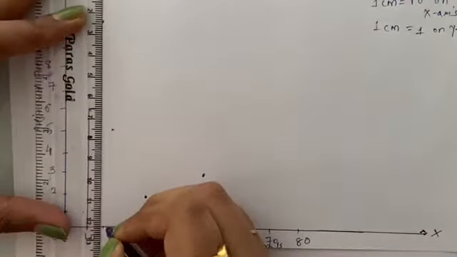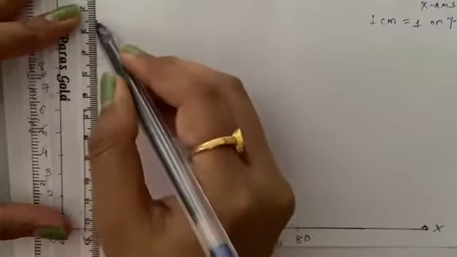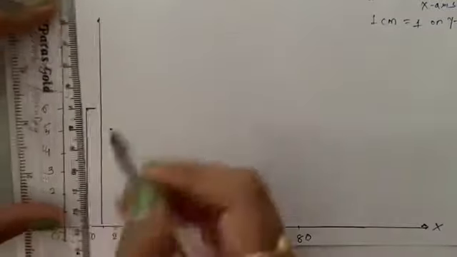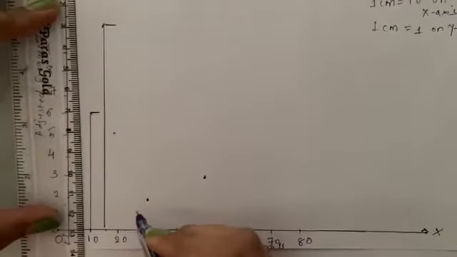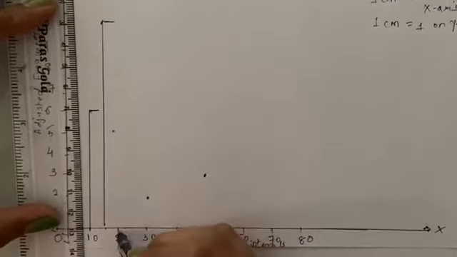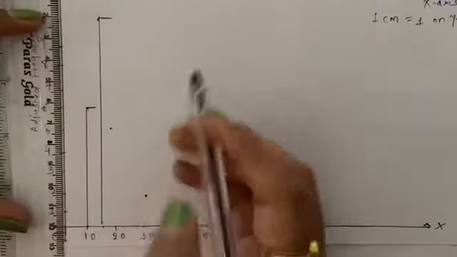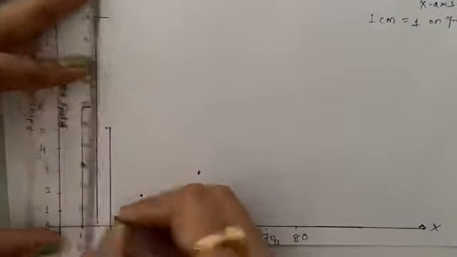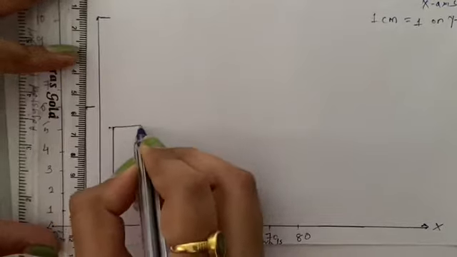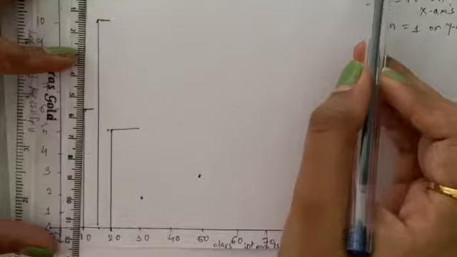Now from 15 to 20 we have 10. So 15 to 20, between 50 and 20. So 20 is here. I will draw this. Now 20 to 30 you have 10. Sorry, 20 to 30 you have 5. So I have plotted this 5. So 20 to 30. Now 30 to 50 you have 2.